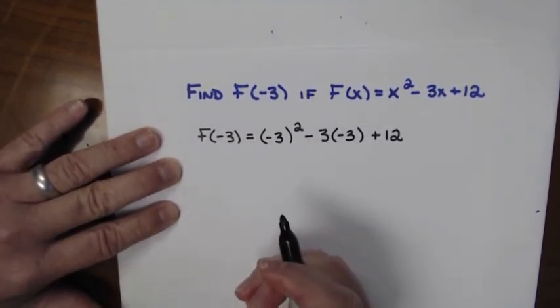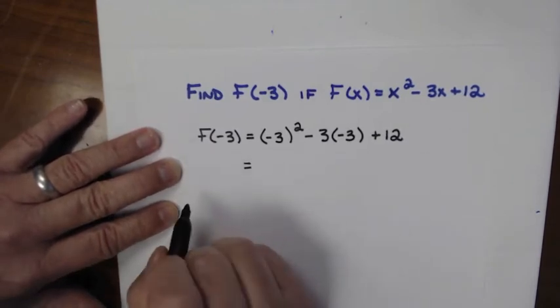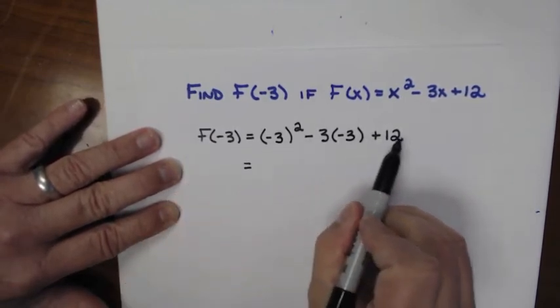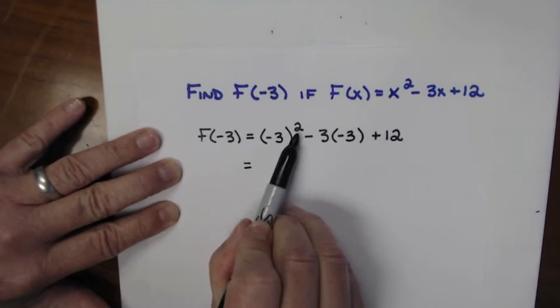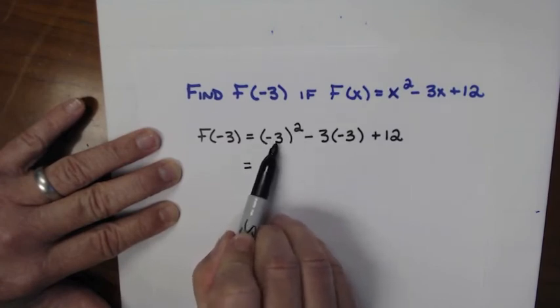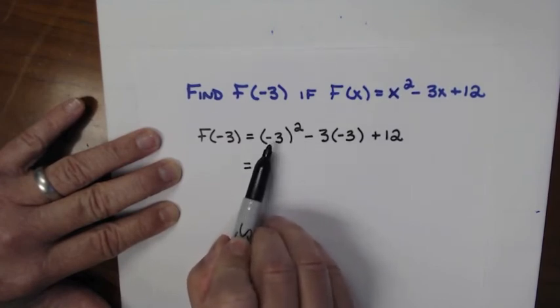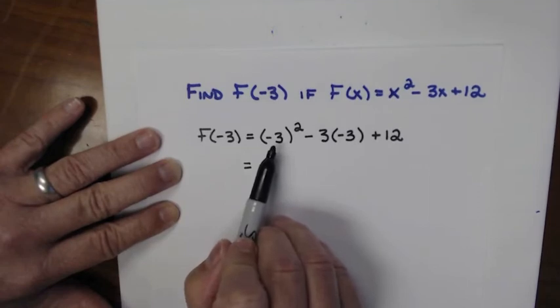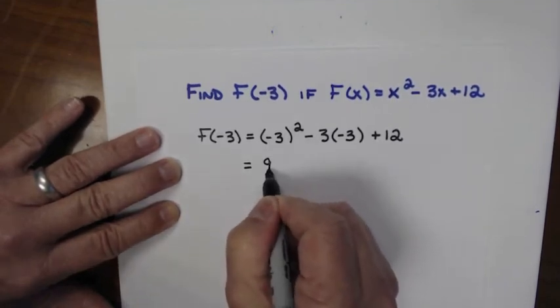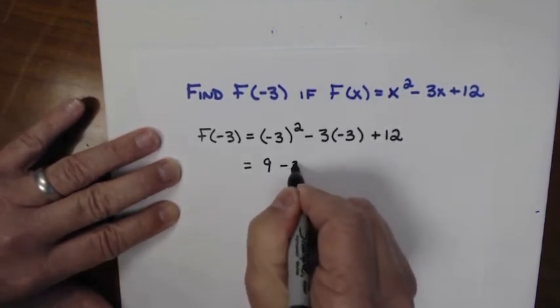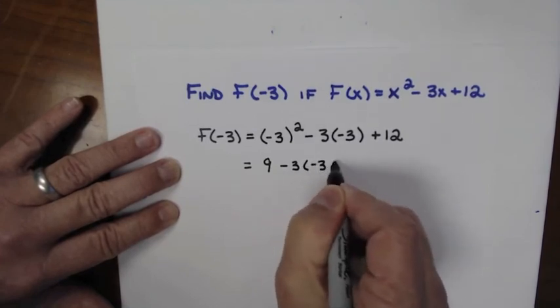Then it's an order of operations problem. According to my order of operations, and looking at this problem, I need to do my exponents first. That means I take negative 3 times negative 3. A negative times a negative is a positive. 3 times 3 is 9. Rewrite the rest of the problem.